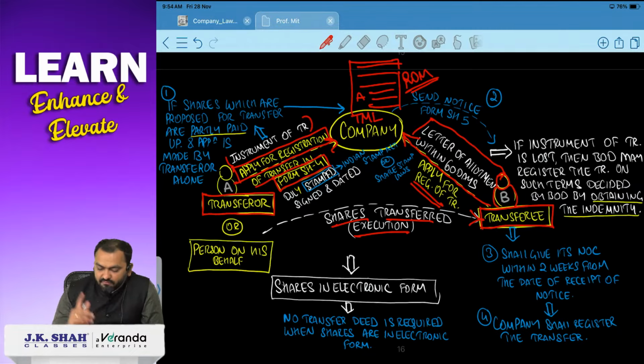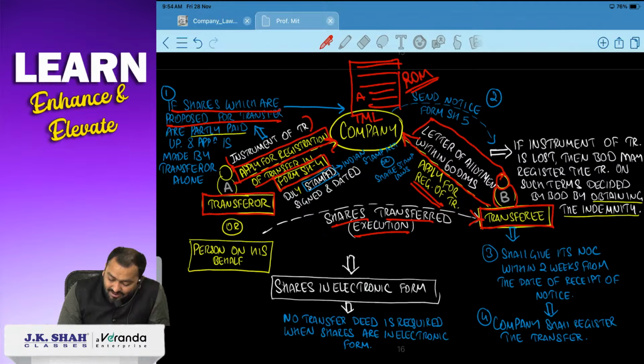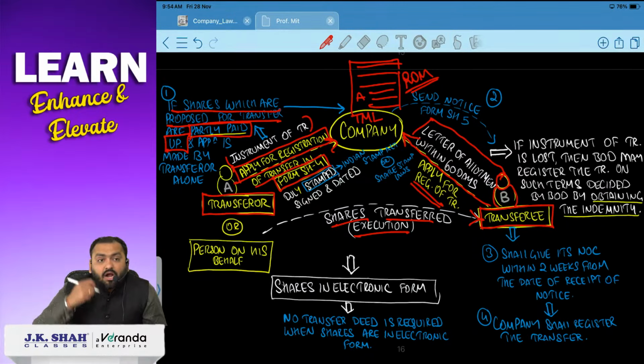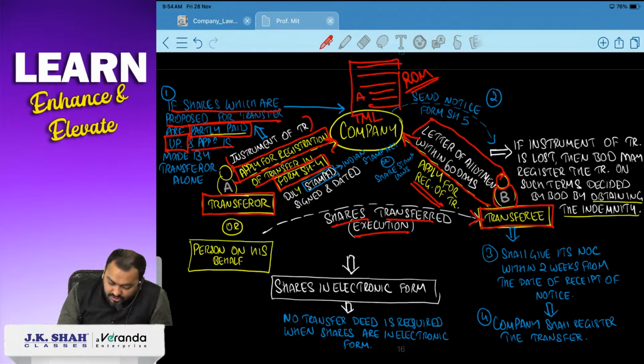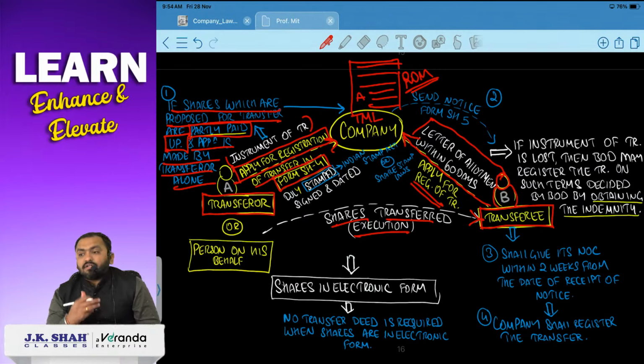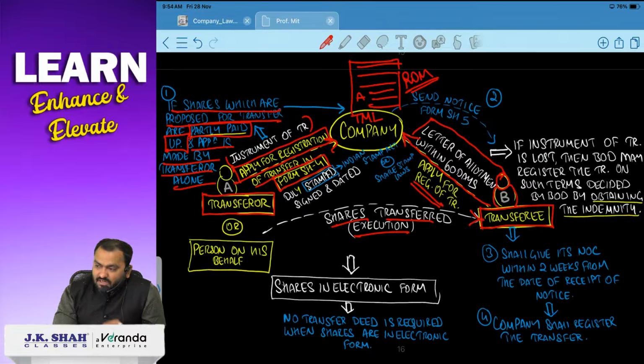See the points. First, if the shares which are proposed to be transferred are partly paid up shares. Do you understand partly paid up shares? Means there is some unpaid amount on the shares. And now Mr. A has applied to the company: please register this transfer in favor of Mr. B. And the application for registration of transfer is made by the transferor alone. Understand one thing: Mr. A is having what type of shares? Partly paid up shares. And who is making the application? Transferor alone.